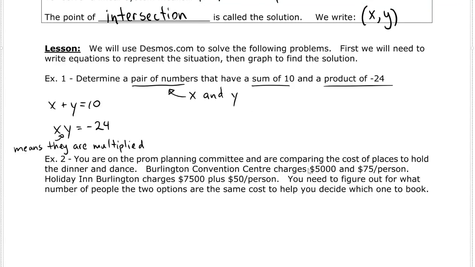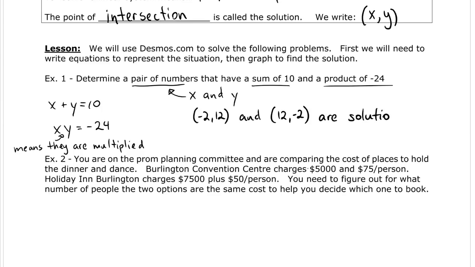Okay, and this can happen especially when you don't have just two lines, but a line and something else. So negative 2 and 12, and the point 12 and negative 2 are solutions. Therefore, the pair of numbers are, or is, 12 and negative 2.